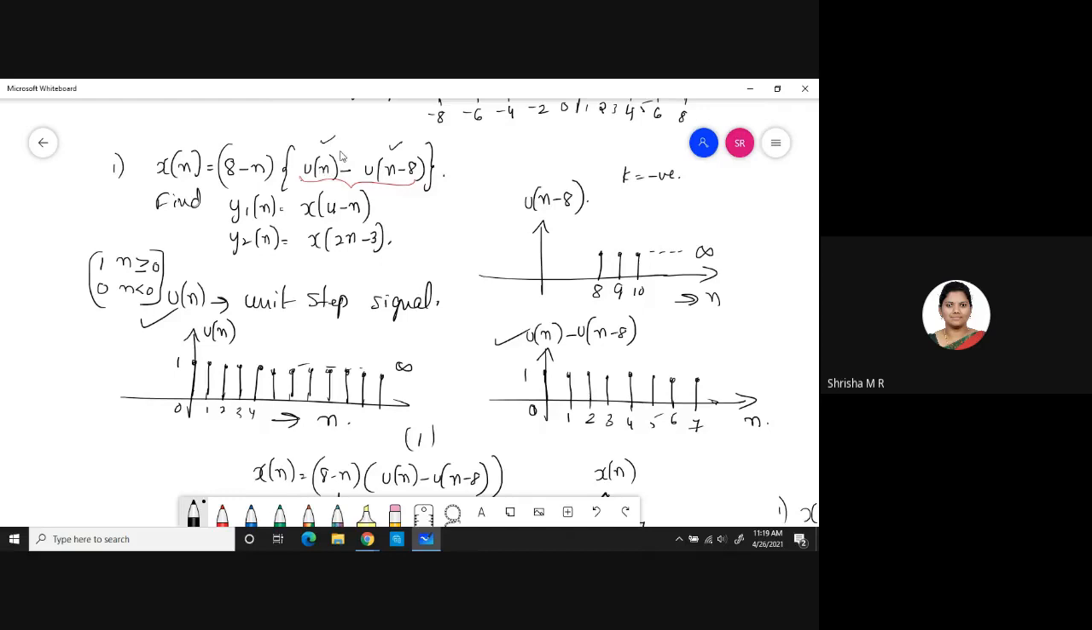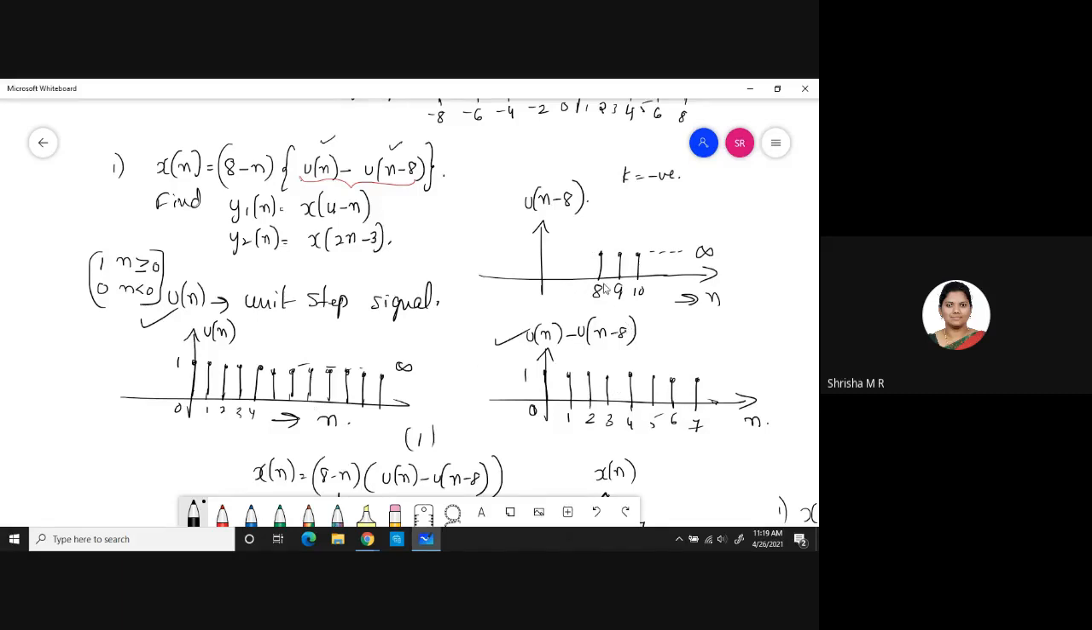So now we have to plot u of n minus u of n minus 8, correct? So you have to subtract this from this. How do we do that? You can directly do it, or you can check the amplitudes. See the amplitude at 0. You have 1 here and you have 0 here. So 1 minus 0 is 1. Similarly, it will go on up to 7, because here you have all ones and here you have all zeros up till 7. So it will be 1.